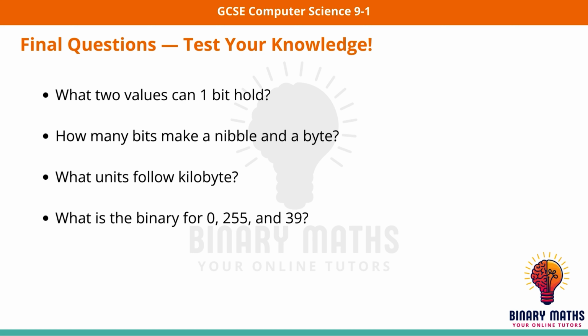Before we finish, let's do a quick recap quiz. What 2 values can a bit store? How many bits make a nibble and a byte? What units come after kilobyte, megabyte, gigabyte, terabyte, or petabyte? What are the binary values for 0, 255 and 39? Pause the video here and have a think about some of these questions. And once you've done, press play to check out the answers.